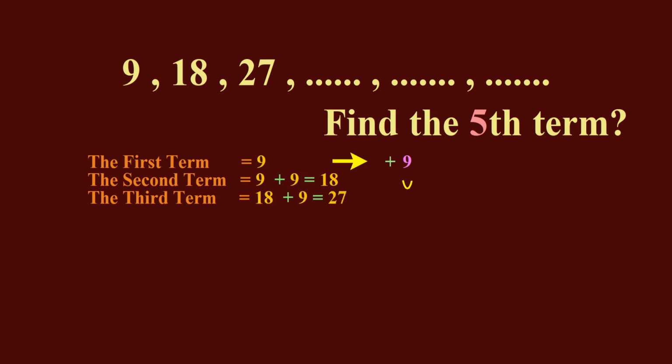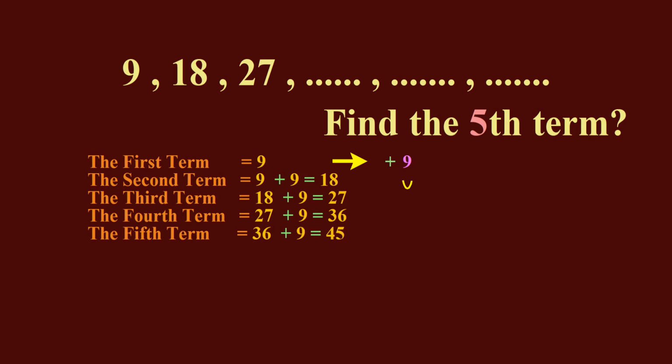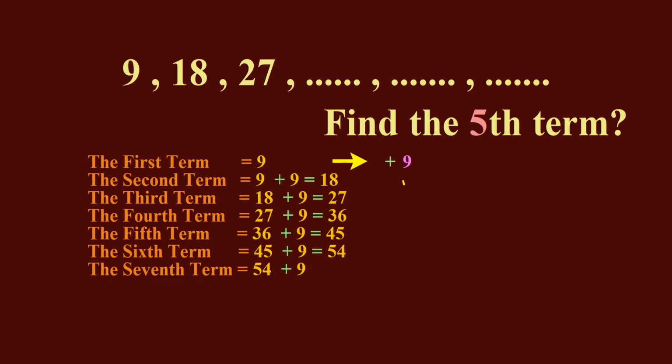And so on. We can get the fourth term by adding 9 to the third term. So the fourth term is equal to 27 plus 9, which equals 36. And the fifth term is equal to 36 plus 9, which equals 45. By the same method, we can get the sixth term, which is equal to 45 plus 9, which equals 54. And the seventh term is equal to 54 plus 9, which equals 63.